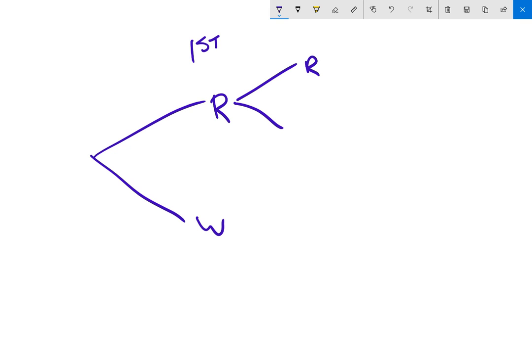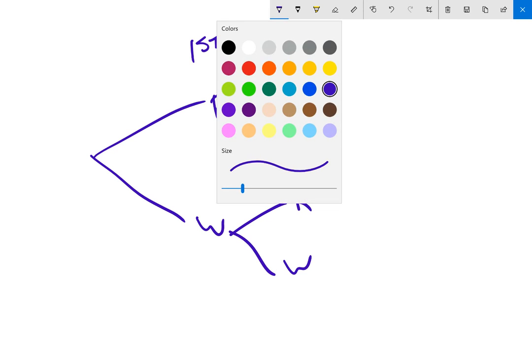So let's draw our little tree diagram. So we have 2 options, red marble or white marble. And we're choosing 2. So that's the first marble. So the second marble, it's either red or white. That would be our second round, right? Or if we chose white, it could be red or white. Same thing.